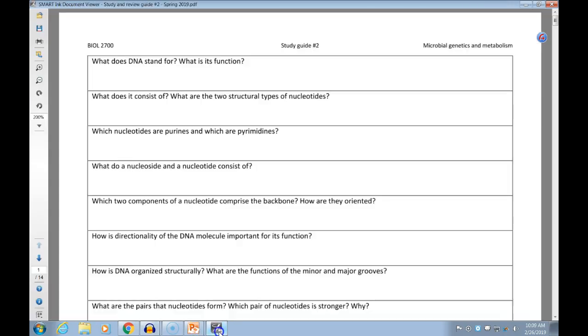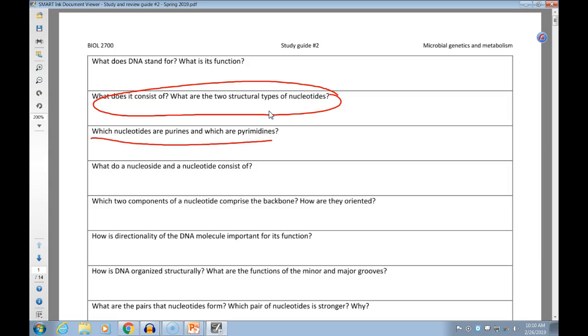All right, let's do it. So in terms of, we're going to start with the genetics. So DNA, deoxyribonucleic acid, function: storage of genetic information. The nucleotides, I'm going to ask you about which ones are purines, which ones are pyrimidines. Okay, that's going to happen.